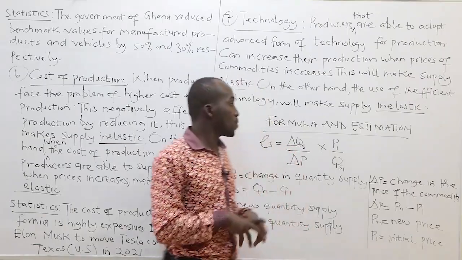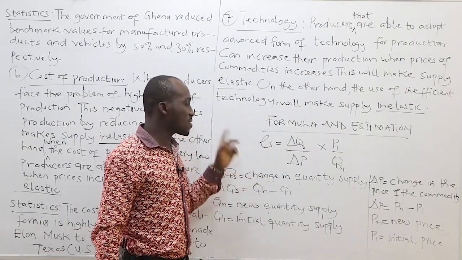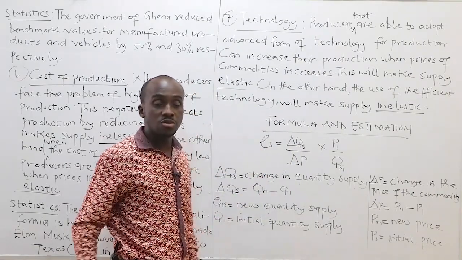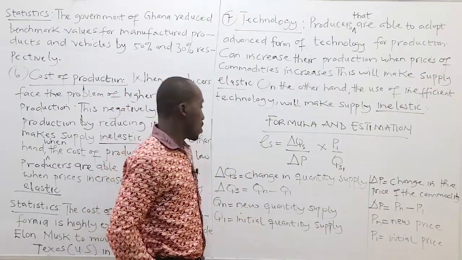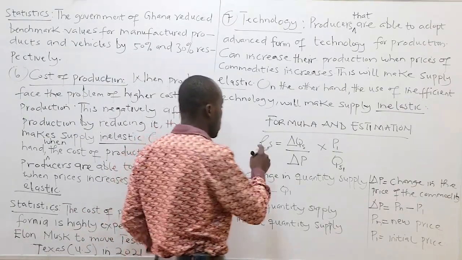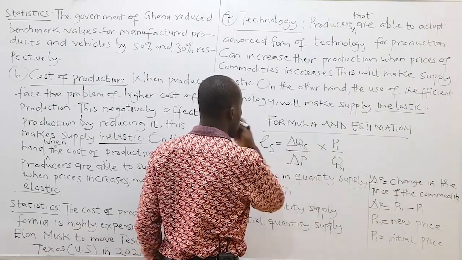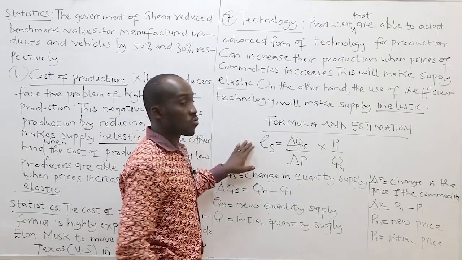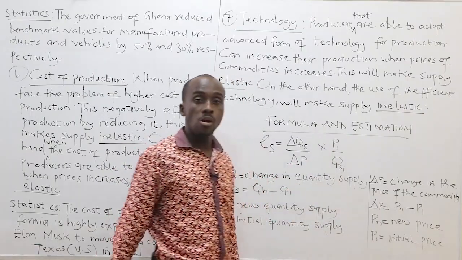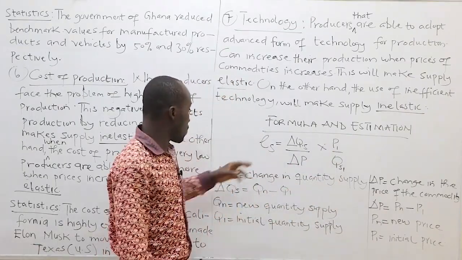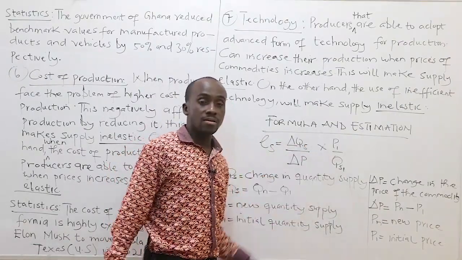And let's look at the formula and estimation. We have our formula. This time around it is ES, because in the last lesson you used ED. This one is ES, the S represents supply. Price elasticity of supply is equal to change in quantity supplied over change in price, times initial price over initial quantity.